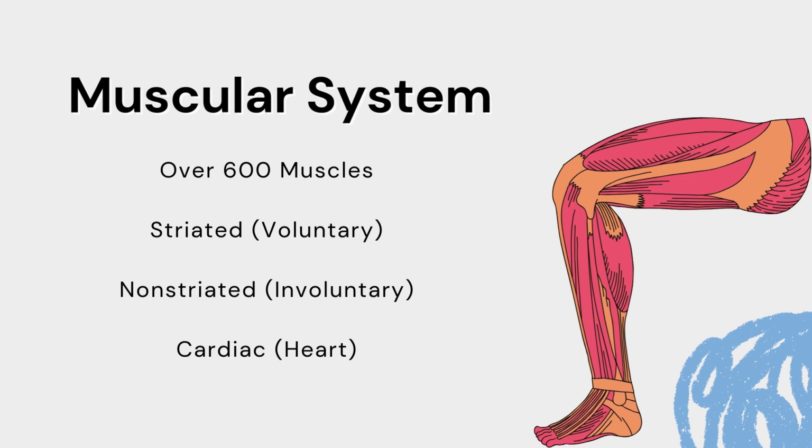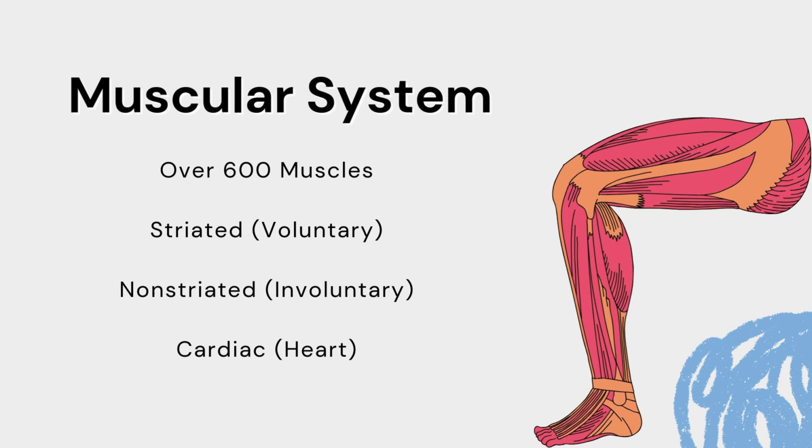Skeletal muscles are voluntary and striated. These muscles are under conscious control, allowing for deliberate movements. Skeletal muscles have a striped appearance due to their structure. They are primarily responsible for locomotion and maintaining posture. They are attached to bones by tendons and make up about 40% of body weight.